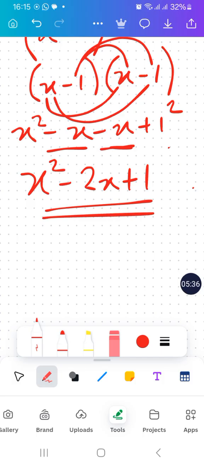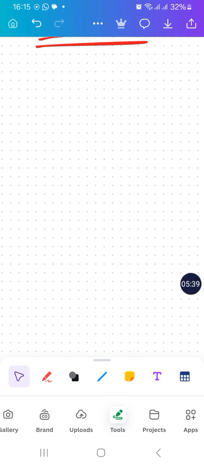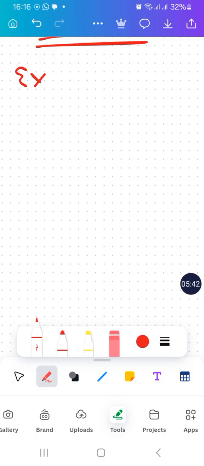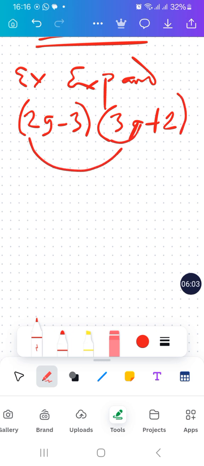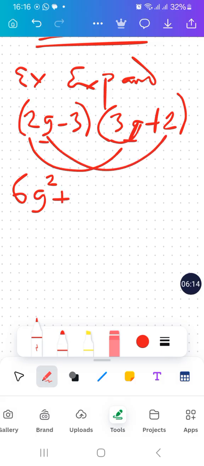Okay, one more example before we have exercises to work on, because I like to give you sufficient exercises. Let's say we are asked to expand (2g minus 3) into bracket (3g plus 2). Let us expand this. The first thing here will multiply this 3g. So 2 times 3 is 6. Then g multiplied by g is g raised to power 2, or g squared. Then 2g multiplied by 2 is plus 4g. You are done with that.